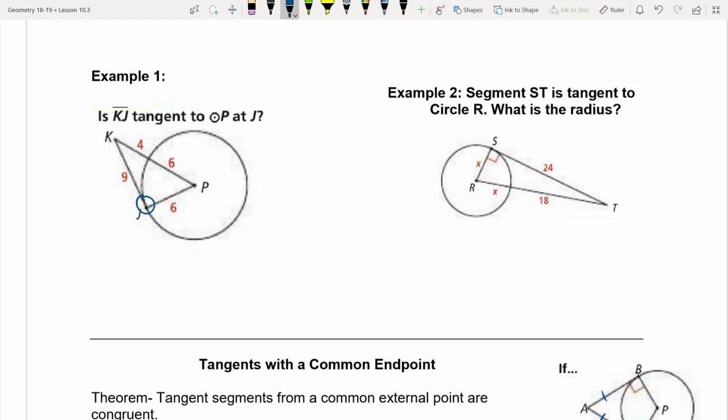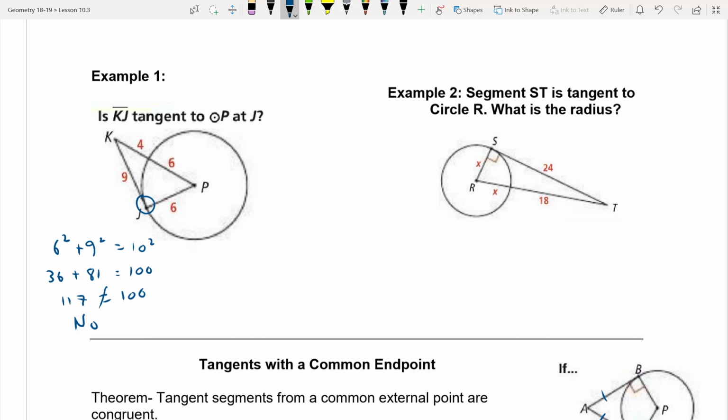If we assume this is a right angle, I would have 6 squared plus 9 squared equals this whole length, 10 squared. And in order for us to have a right triangle, and in order for us to have a tangent, this has to work. So 6 squared is 36, 9 squared is 81, and 10 squared is 100. And when I combine these, I get 117, which does not equal 100. So no, this is not a tangent. We were able to verify it because Pythagorean theorem was not satisfied.